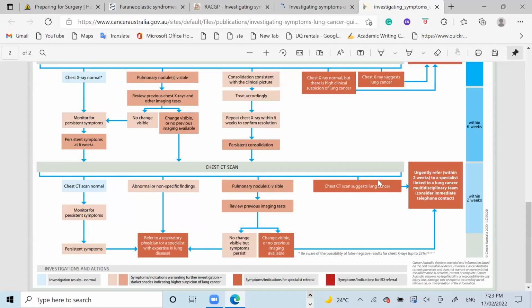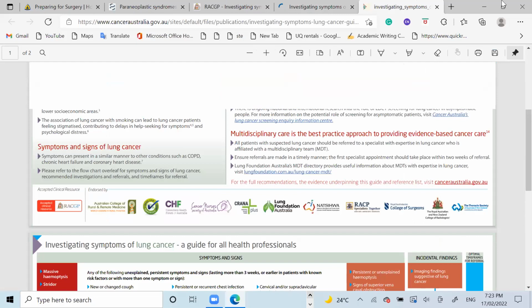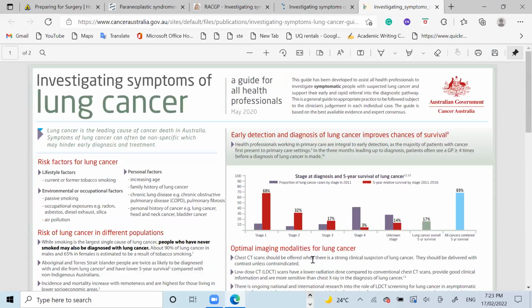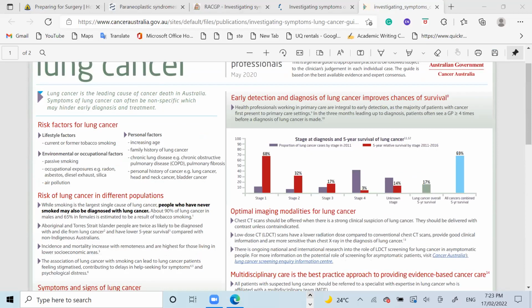Okay, now look over here. This is the guideline which is followed in Australia regarding lung cancer. So lung cancer is the leading... This is also one of the most commonly asked questions in the exam, guys.